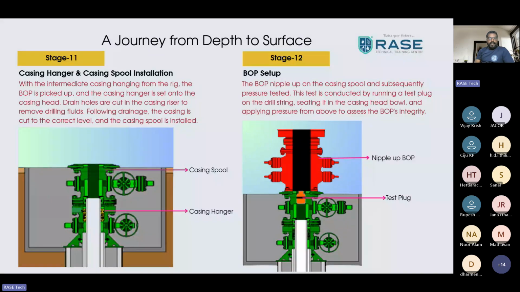Then you can pick up the BOP from there. Once you have hung it from the rig platform, you can pick up your BOP, and the casing hanger you can set up into the casing head bowl.